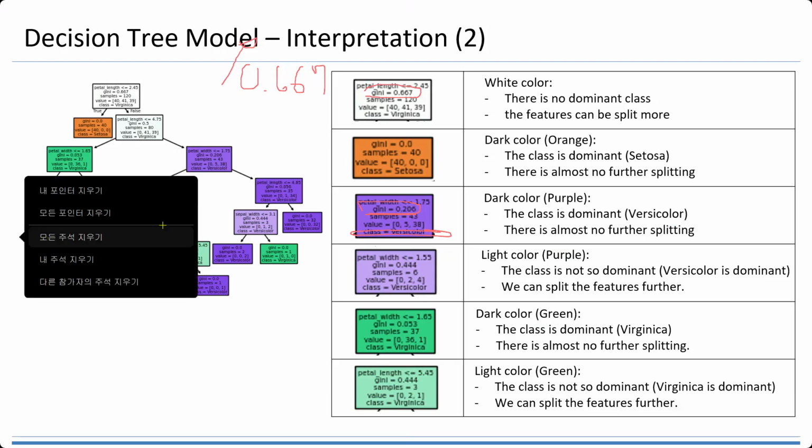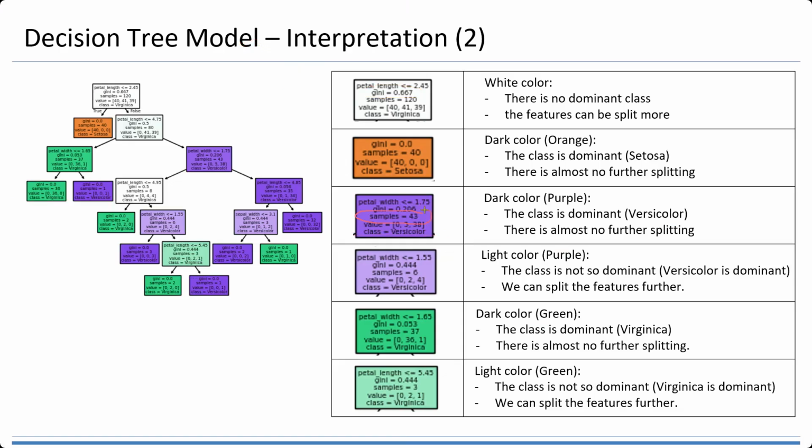And if you look at the data, we have 43 samples. And among the 43, the value is 0, 3, 38. So this list represents the first index is Setosa, the second index is the Virginica, and the third index is versicolor.